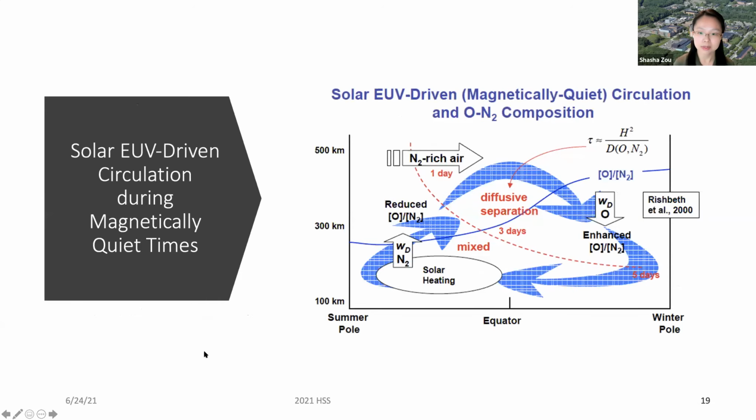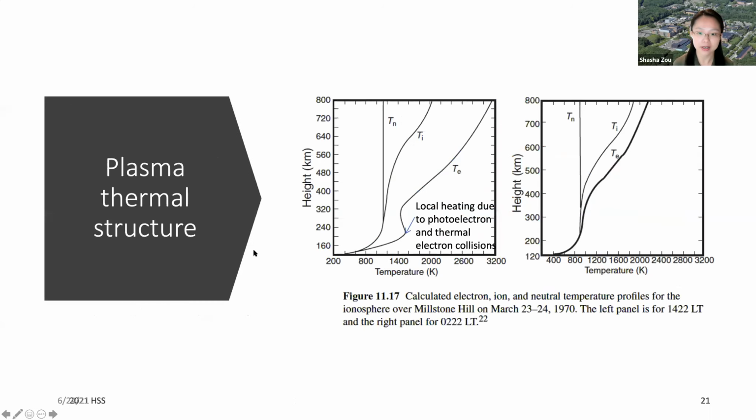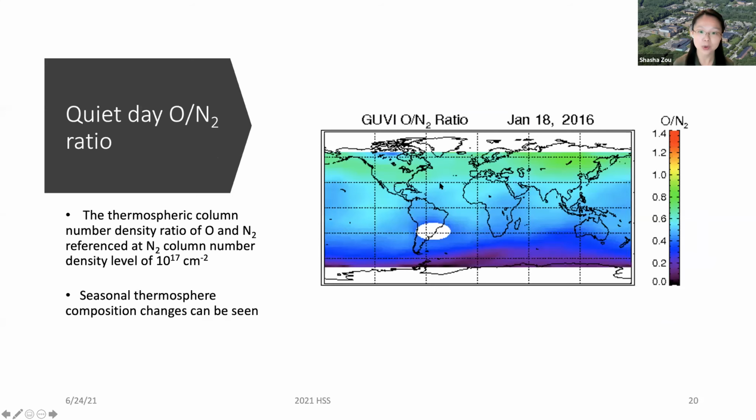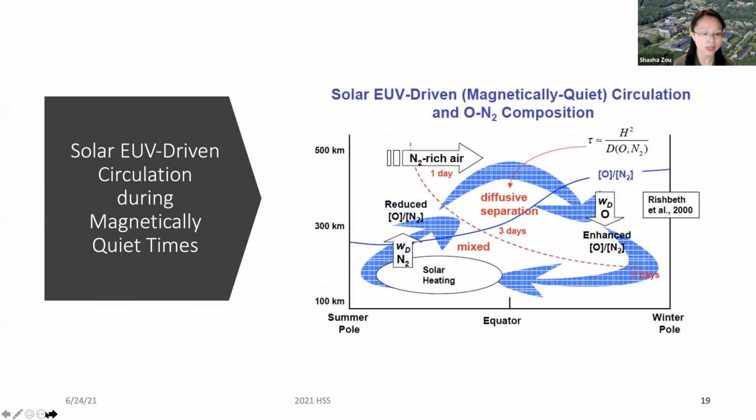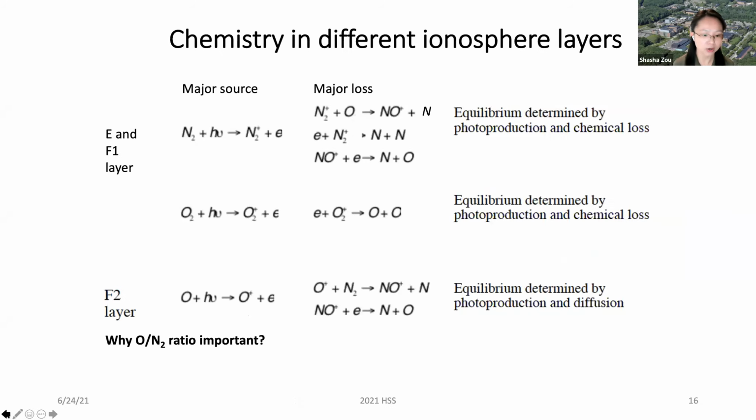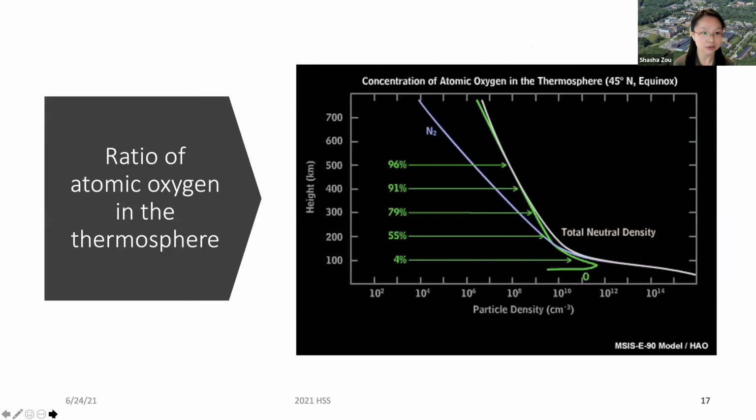Now, keep in mind that we have higher O/N2 ratio in the winter hemisphere, right? And now if we go back to the chemical reaction slide, we have more production, like more O and then more production, and we have less N2, so we have less loss in the winter hemisphere. This is why the winter hemisphere can usually have a larger TEC and then larger NmF2.